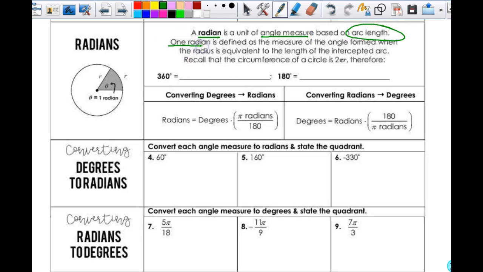So 1 radian is defined as the measure of the angle formed when the radius is equivalent to the length of the intercepted arc. So regardless of what the length of the radius is, whatever this is, that's the radius, so that's also this. That length, as far as arc length is concerned, would be 1 radian. Okay? That angle would be 1 radian long. That's clearly not a triangle, it's a sector of a circle. But if you think of it kind of as an equilateral triangle, all 3 of these little pieces would be congruent as far as length is concerned.